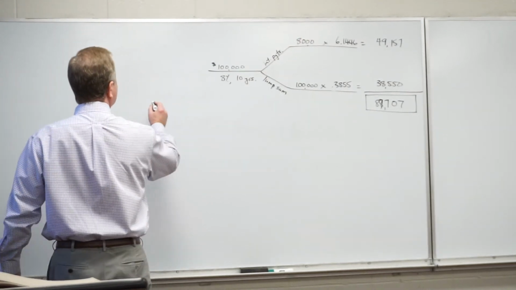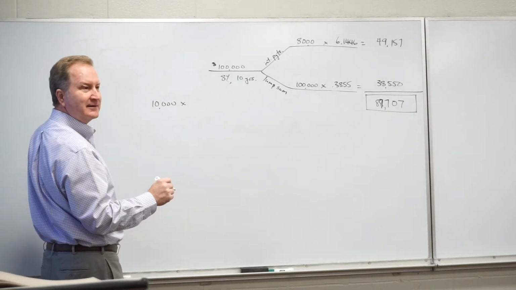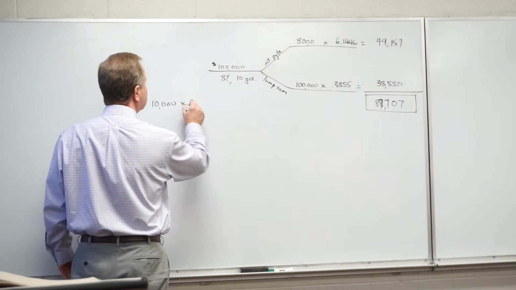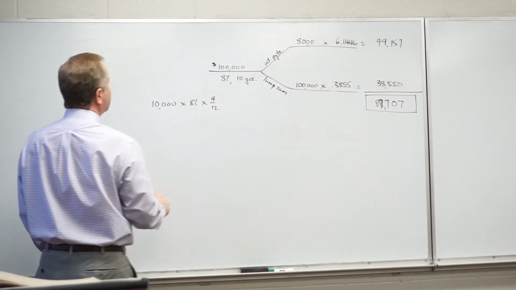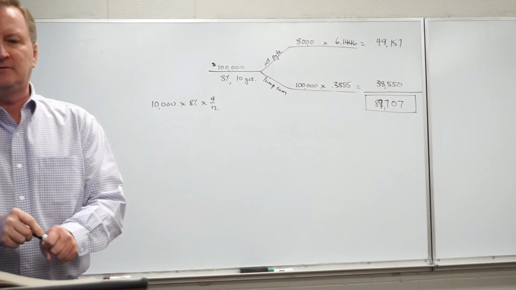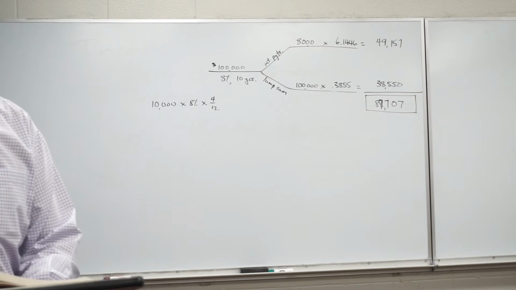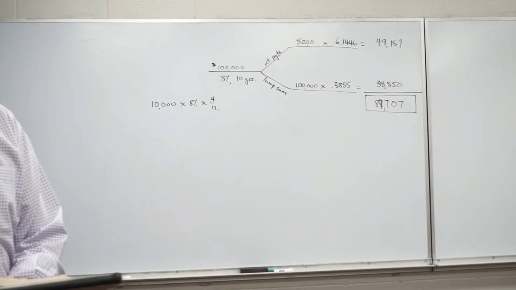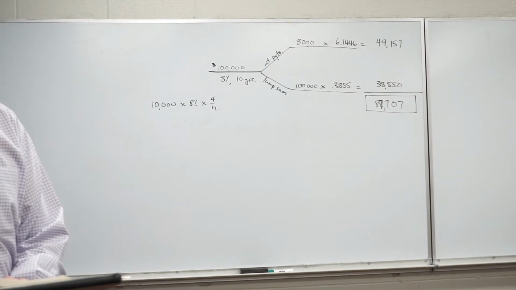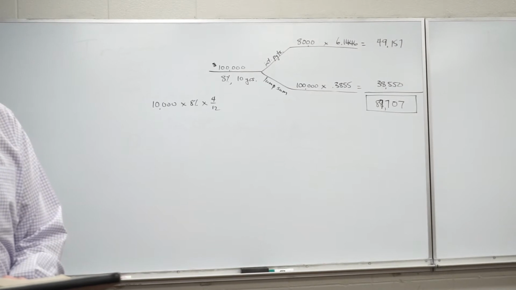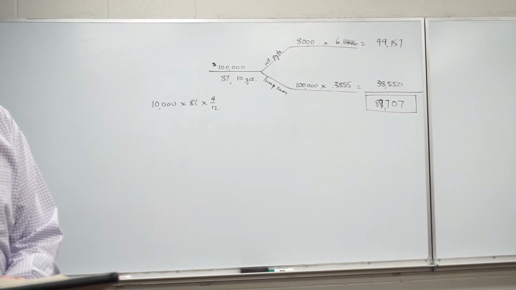So the interest would be 10,000 times, what's the stated rate? 8%, times 4 months. Okay, so what is that going to be? 267 bucks, or 266. So now notice they record it as interest receivable. What we did is we recorded it as a debit to interest revenue. They did it the slightly different way, but they'll wind up in the same place. So the answer is A.